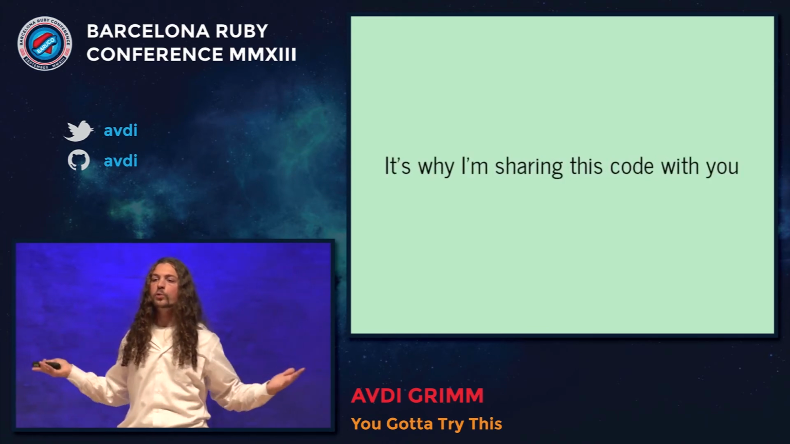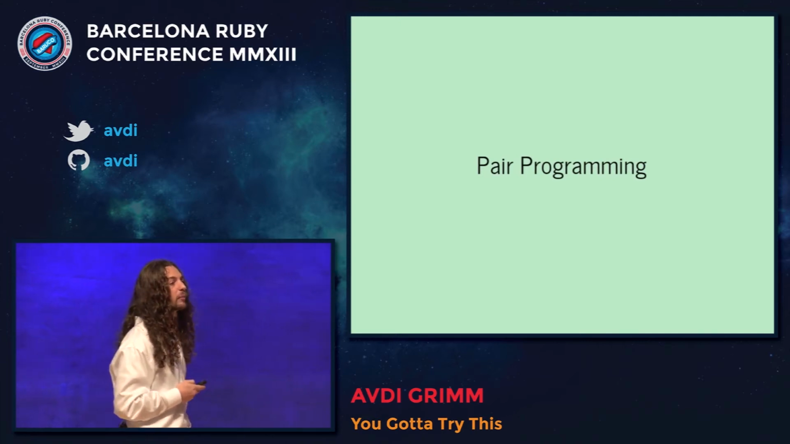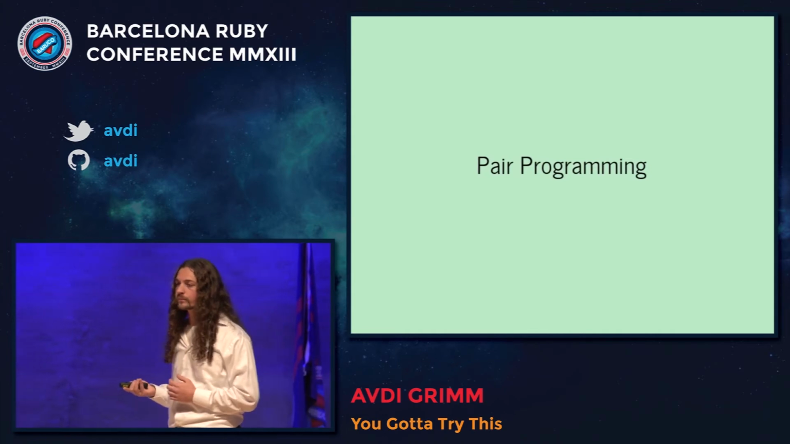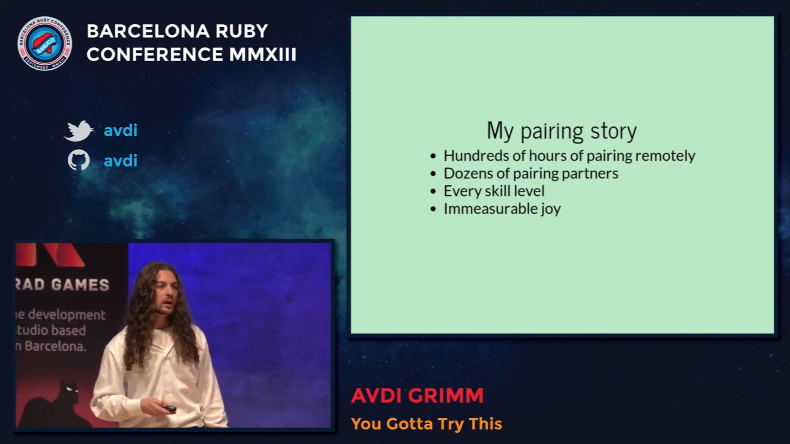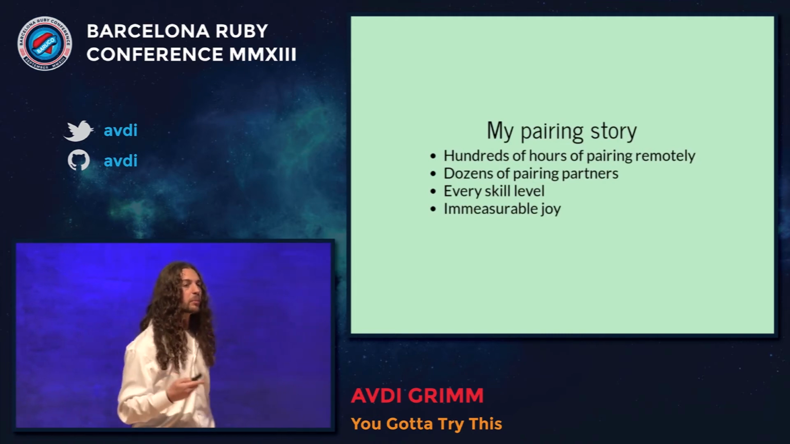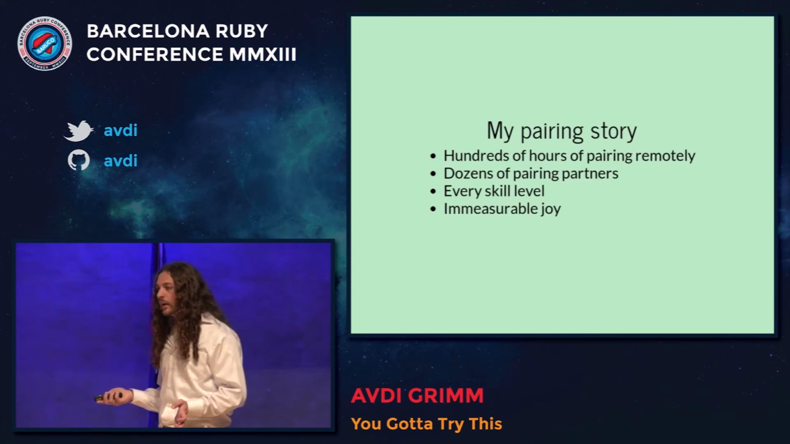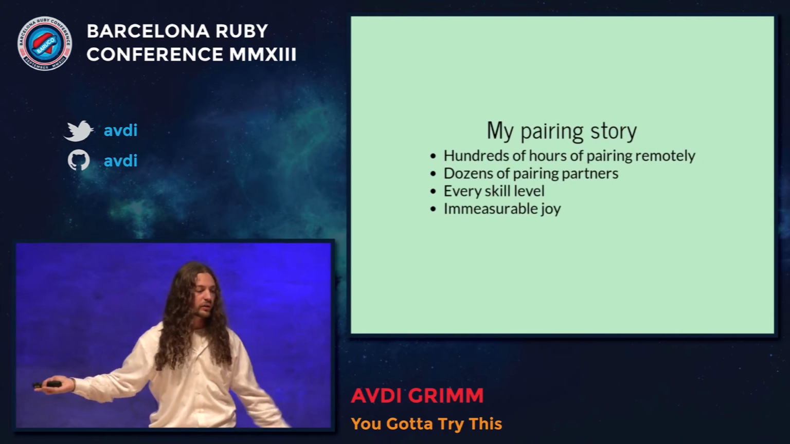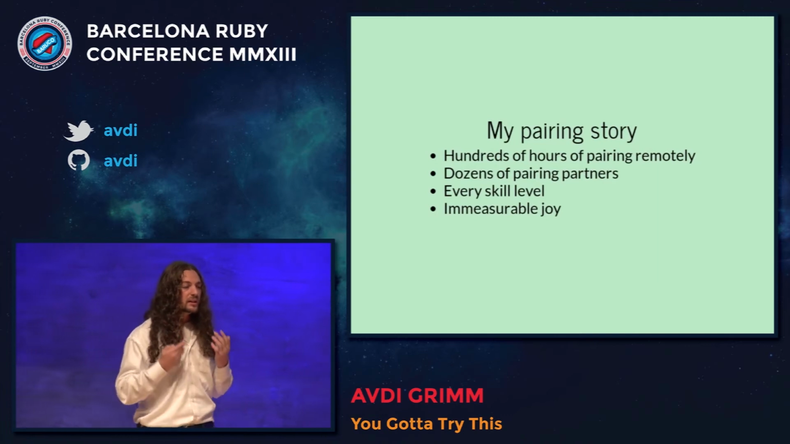This is why I'm sharing this code with you today. One of the best ways we have as programmers of sharing joy with each other, of sharing ideas with each other, is through pair programming. I've had kind of an interesting history with pair programming recently. I've pair programmed on and off for many years, but for a big chunk of last year, I did nothing but pair programming. I became a consulting pair programmer, and I would take appointments for 2 hours at a time, and I would work with people on whatever they wanted to work on. As a result, I spent hundreds and hundreds of hours pairing with dozens and dozens of different people from all over the world, all different backgrounds, all different skill levels. And this experience brought me immeasurable joy.